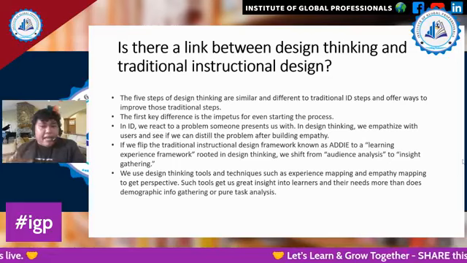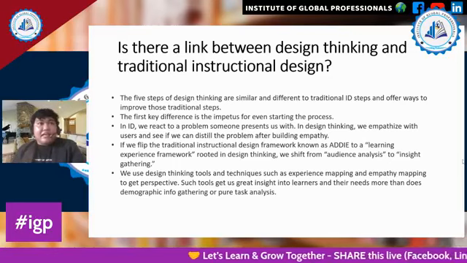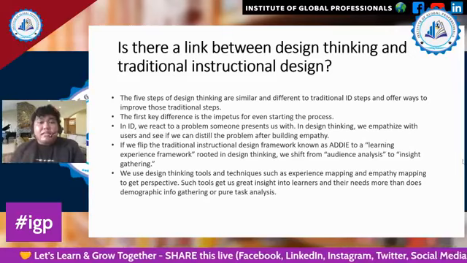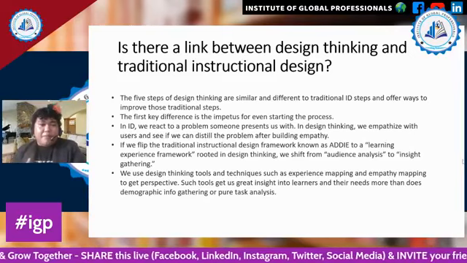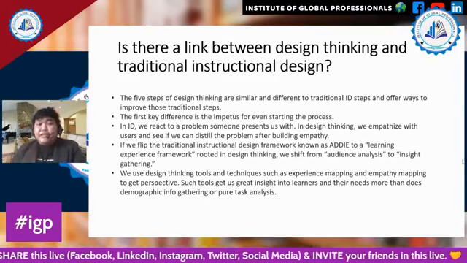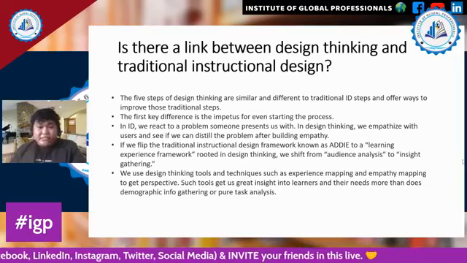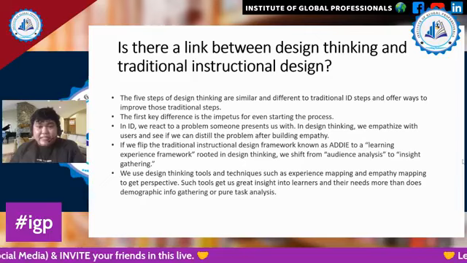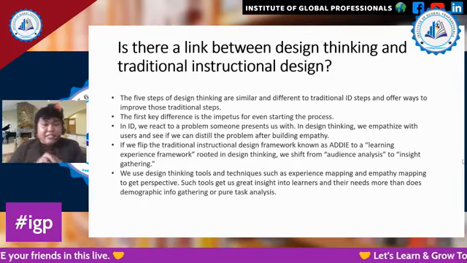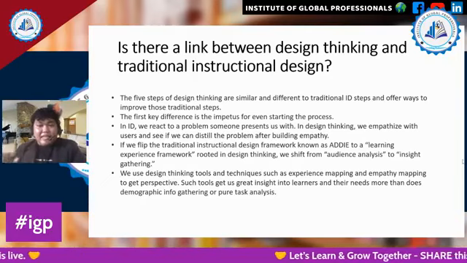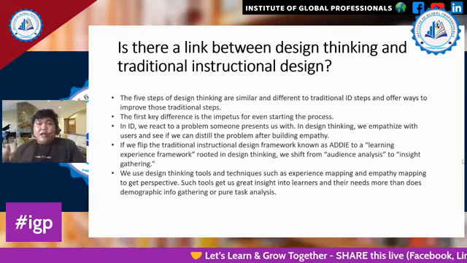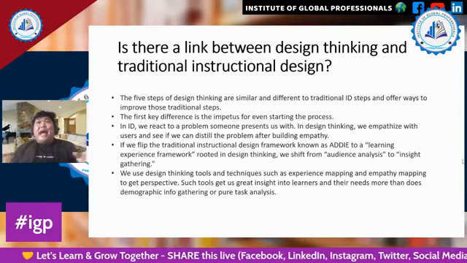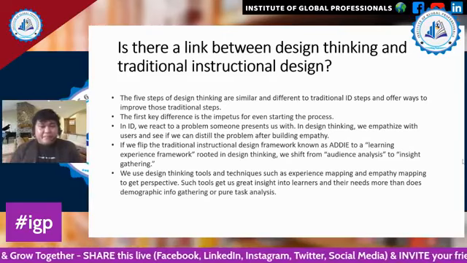Now, in design thinking, we empathize. We are trying to walk into the shoes of these people who are presenting the problem. Now, if we flip the traditional instructional design framework known as the ADDIE, well, we can actually say that we're shifting from audience analysis to insight gathering. So in an ADDIE method, we are outside observers of the participants.